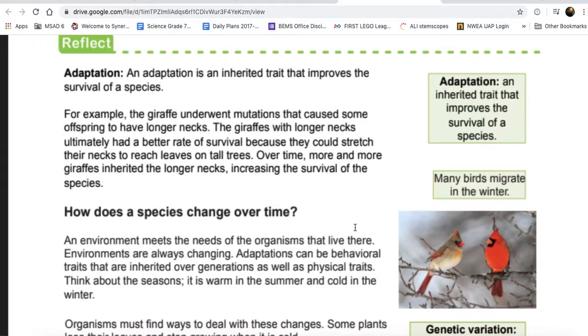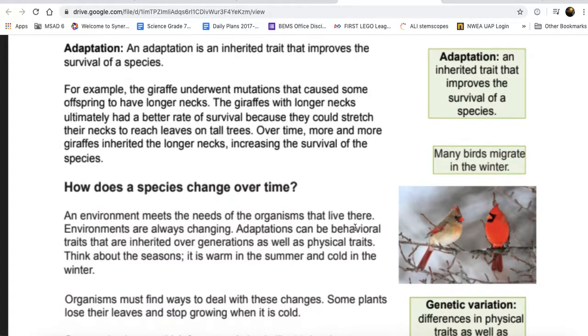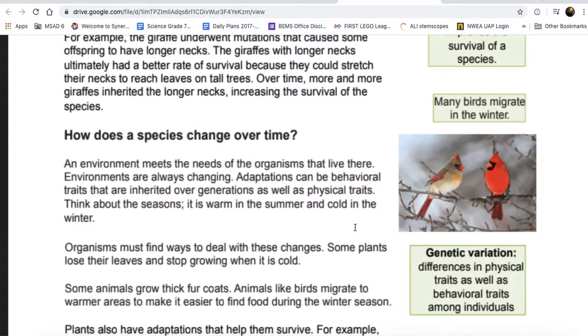Adaptation: an inherited trait that improves the survival of a species. How does a species change over time? An environment meets the needs of the organisms that live there. Environments are always changing. Adaptations can be behavioral traits that are inherited over generations, as well as physical traits.